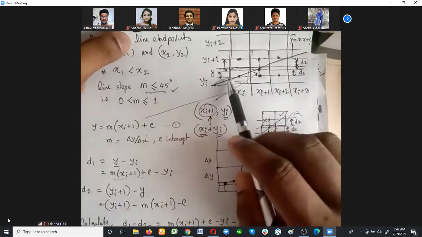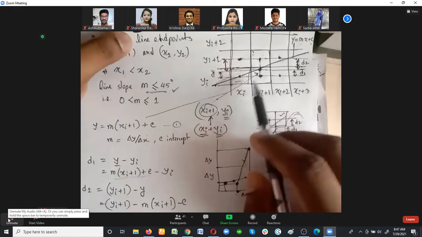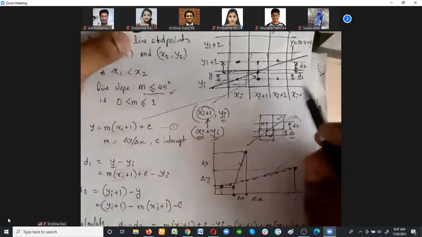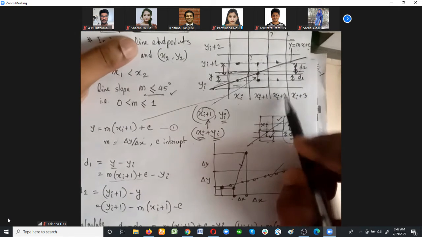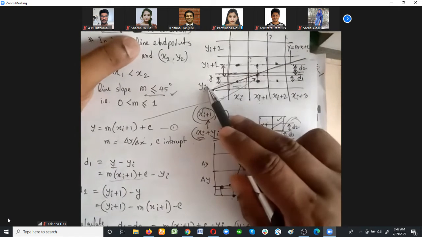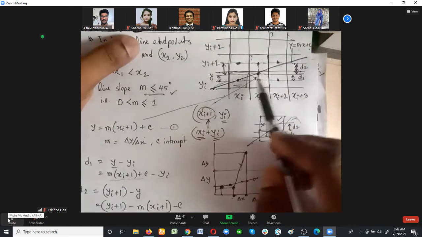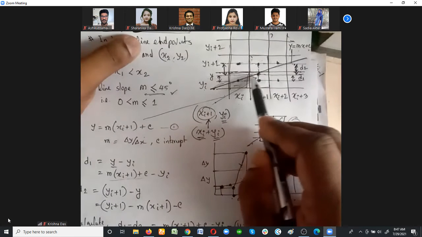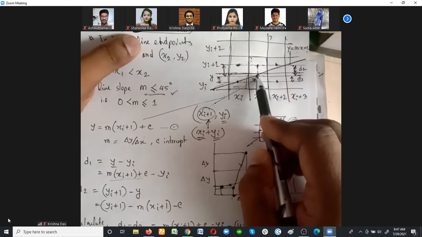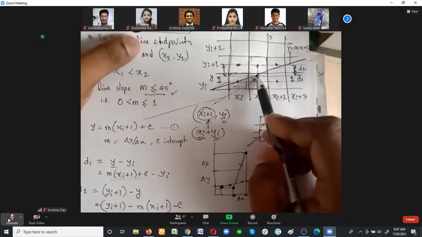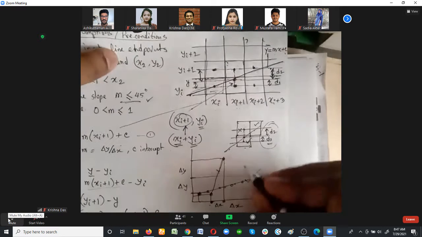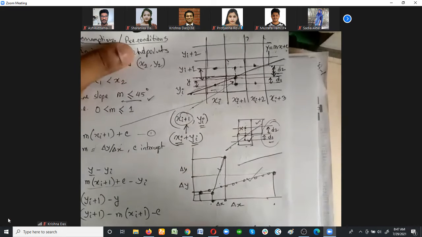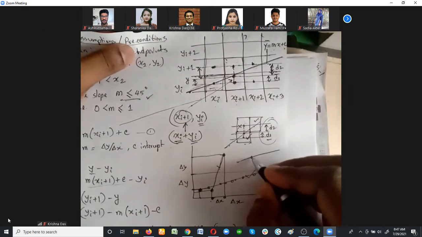Whenever we are considering any pixel coordinate, say this one, xi plus 2, what is the y coordinate? This is yi. This y is exactly that point on the line. Do you understand, Ashik? Yes, sir. This is the line going through. One of the points I am considering is y.